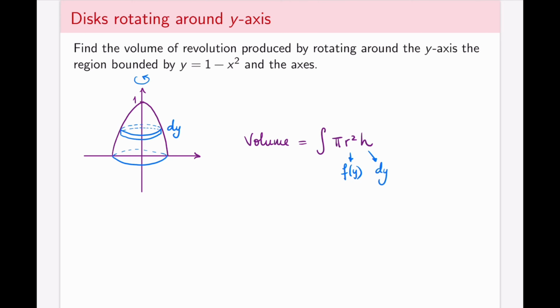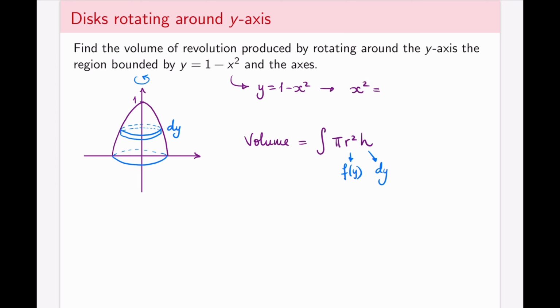And now I face a little dilemma because I need my function in terms of y, but I have it in terms of x. So before I can plug it into my integral, I need to solve this for x instead of for y. So let's do that first. If I start with y equals 1 minus x squared, I need to isolate x.